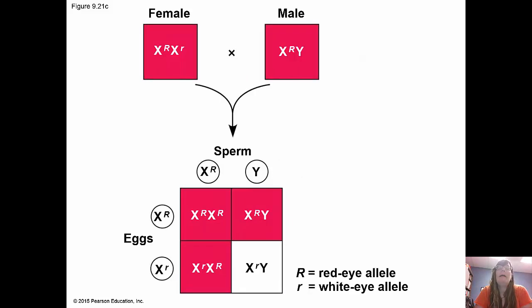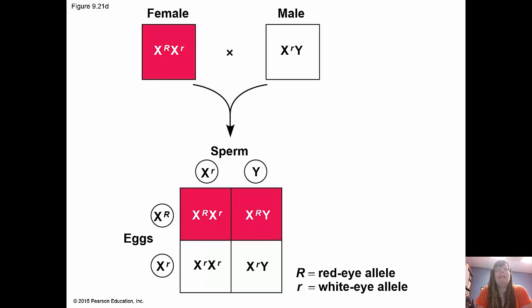Now, if you cross a heterozygote red-eyed female with a red-eyed male, again, the sperm are going to have X^R or Y. The female will have X^R or X^r. This means that all of the females will basically have red eyes. Half of the females will be homozygous, half will be heterozygous. But interestingly, half of the males will have red eyes, and the other half of the males will have white eyes because of that heterozygote female.